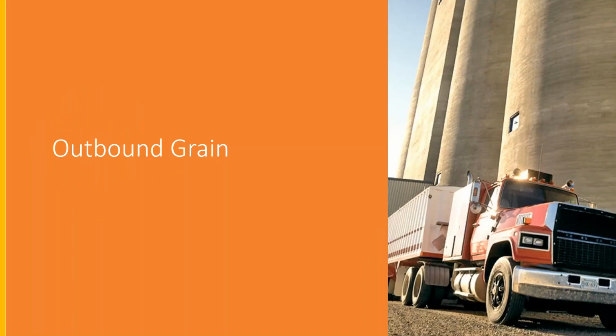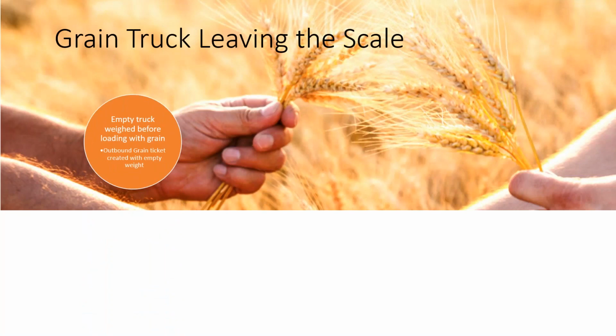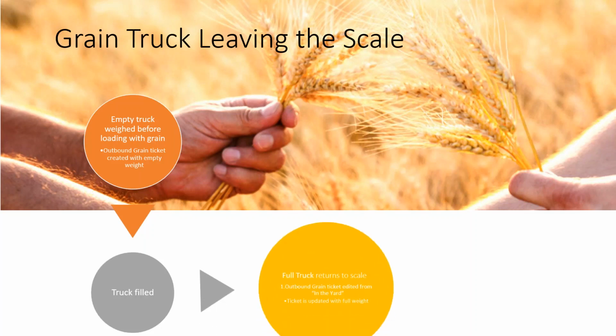We also handle outbound, which, as you would guess, is very similar. The difference is that the empty truck is empty when it starts, so it is weighed before it's loaded with the grain. The outbound scale ticket then is created with the weight of the truck as it's empty. The truck is filled with grain and returns to the scale full, and we again select that truck from in the yard because it's been weighed in but it hasn't been weighed out yet, and the ticket is updated with the weight, the full weight or the heavy weight as it leaves the yard.